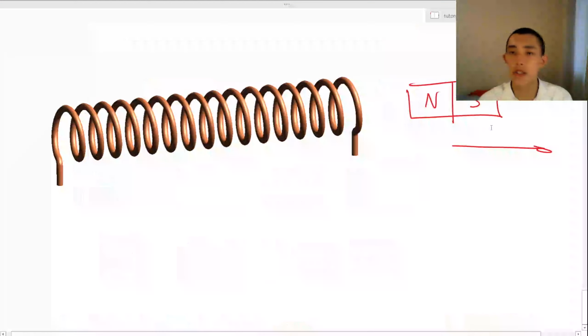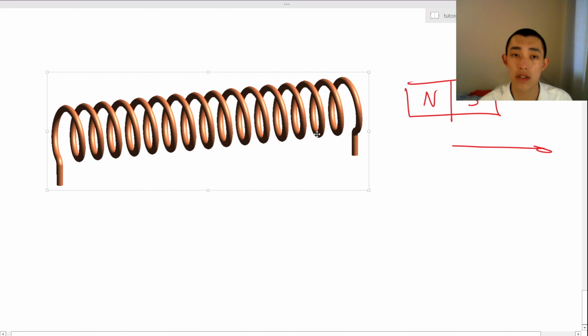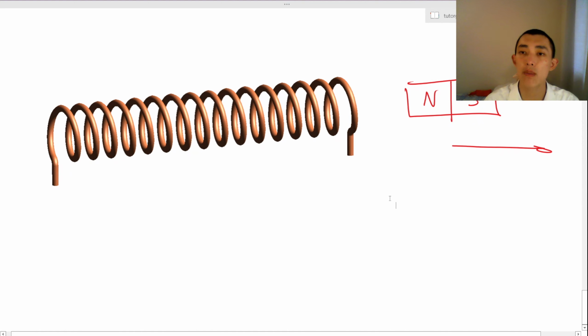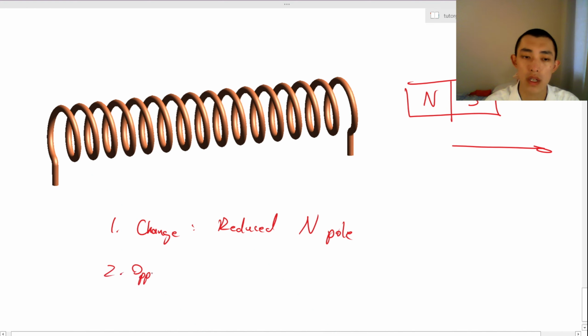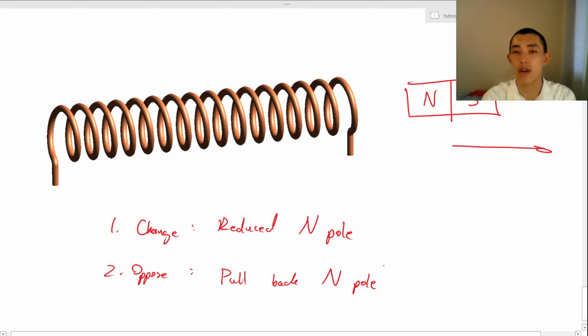Let's have another go. So this time I have a north pole that's being dragged away from my solenoid. So what's going to happen here? Well, my solenoid, so it's number one, the change is reduced north pole. And so to oppose this, we want to increase the north. We want to say, hey, no, don't go away. We want to increase north. Well, I guess we can say we can pull back north pole. All right, so north pole come back, right?